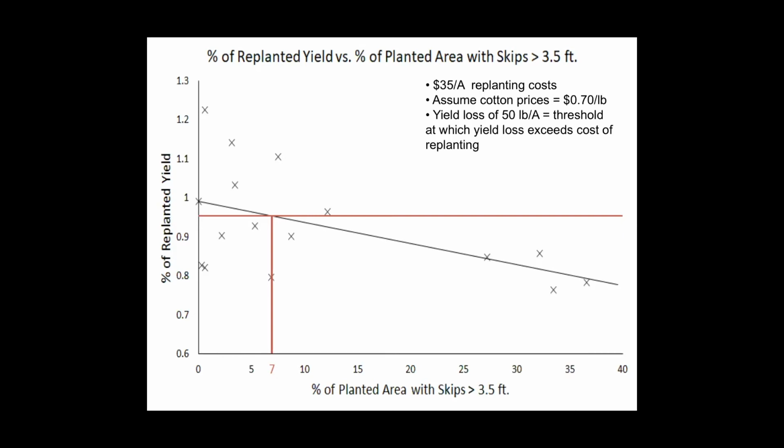So if you do the math on that, it would take a yield loss of 50 pounds per acre to be a threshold at which the yield loss exceeds the cost of replanting. So anything greater than a 50-pound loss would exceed the cost of replanting. So if that's the case, and it's like that way every year in every scenario, if you draw this little line down to your x-axis, that would say that 7% of your planted area occupied by, in this case, 3.5-foot skips, that would be the point in which you need to replant.